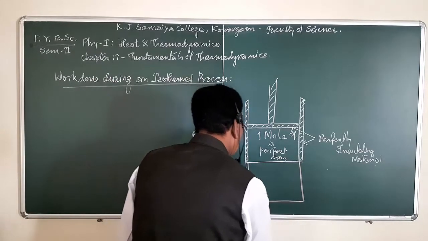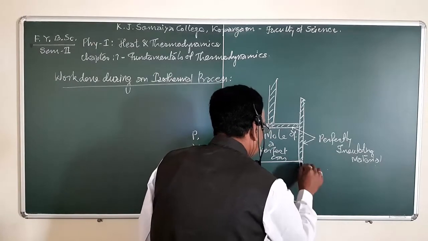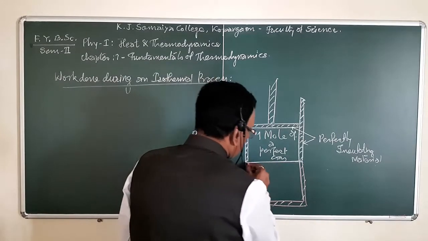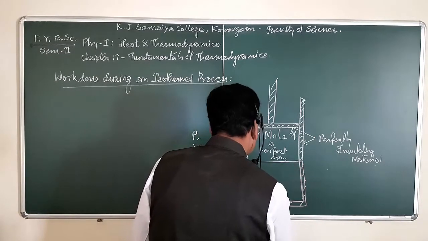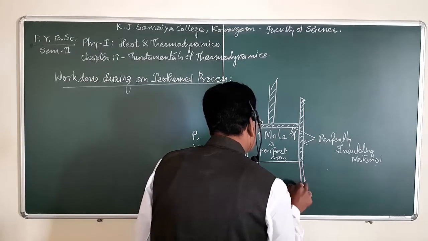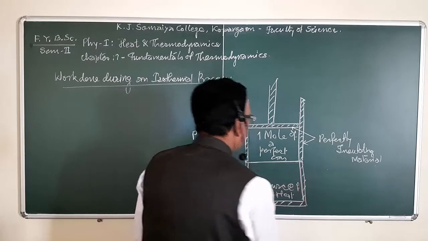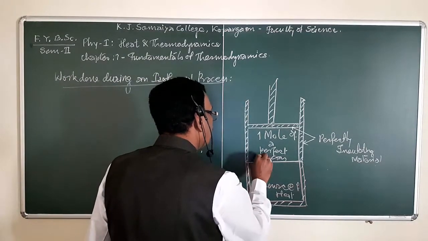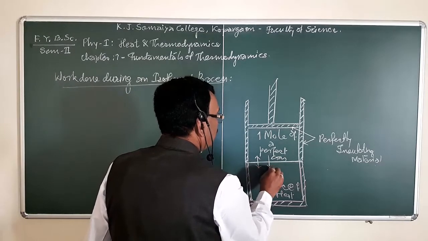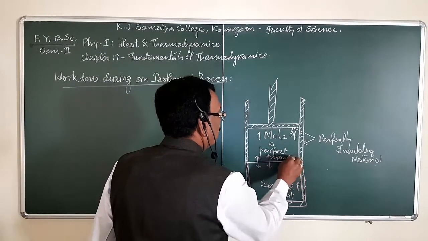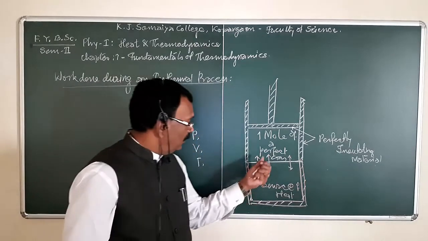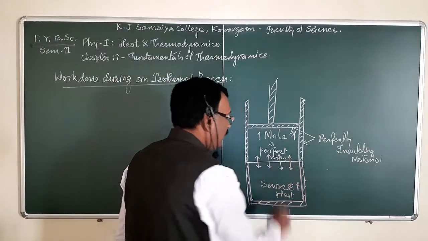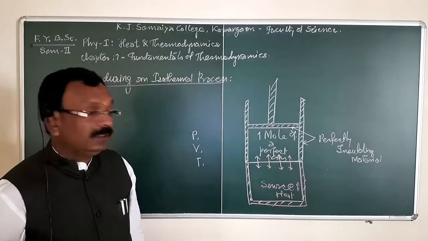The side walls and bottom of the source are also made up of non-conducting material, whereas the top surface of the source is made up of perfectly conducting material. That means exchange of heat, or interaction between system and surrounding, is only through the base of the cylinder and the top of the source.